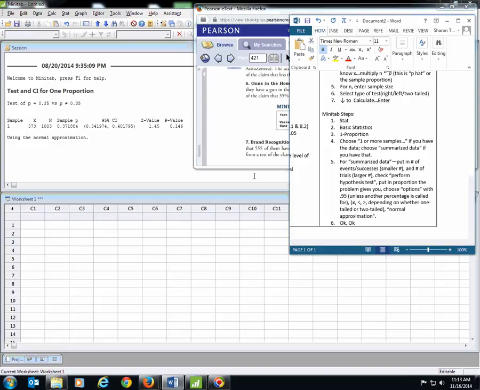Alright, take just a few minutes. Make sure that you read through these steps, and then try this on your own. Good luck!